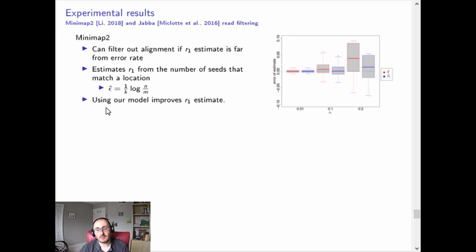We then tested the application with alignment to a De Bruijn graph. So the Minimap2 tool sometimes filters out alignments if the R1 estimate is far from the error rate, and it has its own way of estimating R1. Instead, we can use our model to come up with our own R1 estimate, and as this plot shows, our estimate, which is in blue, has a smaller error than the Minimap2 estimate, which is in red, across different values of R1.